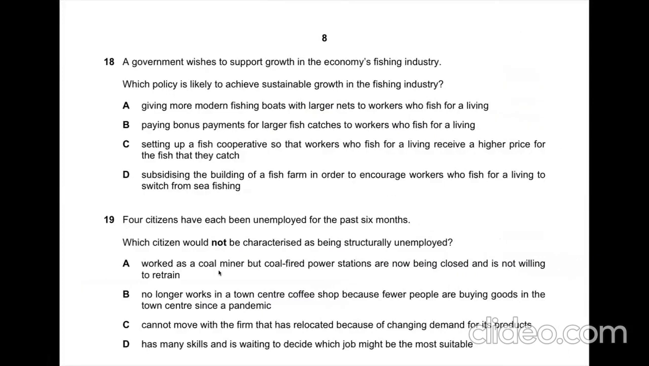Question 18. A government wishes to support growth in the economy's fishing industry. Which policy is likely to achieve sustainable growth in the fishing industry? Sustainable growth is the keyword. You have to promote the industry, but at the same time you want to do it in an eco-friendly way. If I check the options, A is going to make the fishing too excessive, so it's not very sustainable. B, the same. It's going to make the fishing unsustainable. C, again, the same thing. You're going to make the fishing too lucrative to be sustainable. So the answer is D.